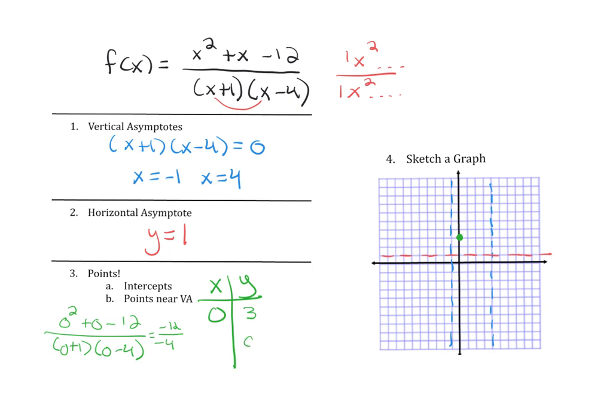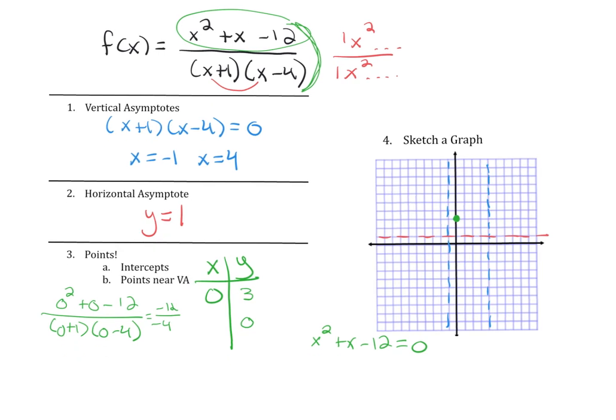And now let's set the function equal to 0. Remember, when you have a fraction equal to 0, really we only care about that numerator. So we're going to set x squared plus x minus 12 equal to 0. So (x + 4)(x - 3) equals 0. So then I'll have intercepts at -4 and positive 3. So let's graph those.